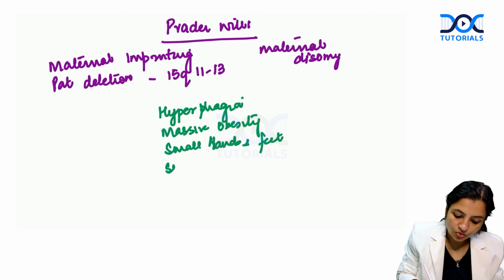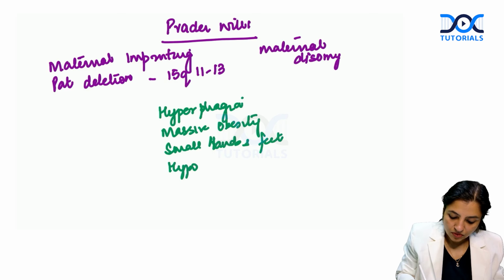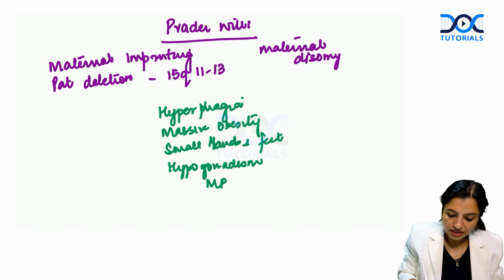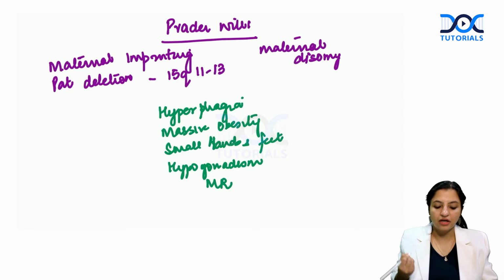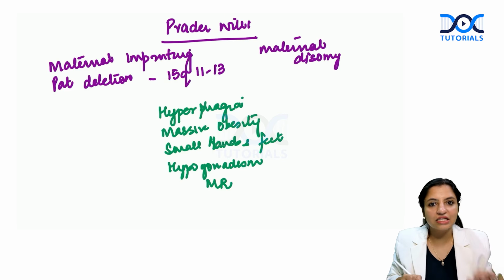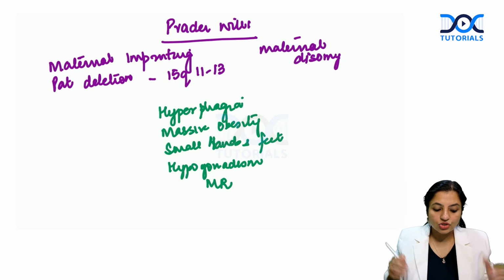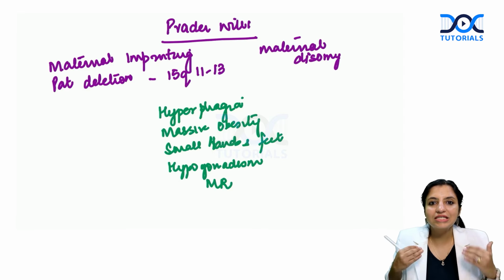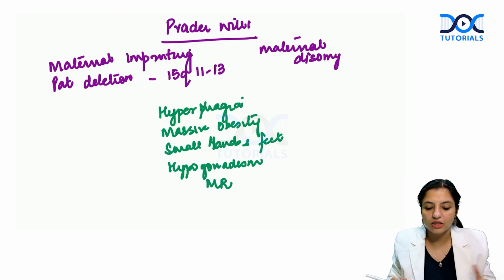They have small gonads, hypogonadism, and obviously they are mentally retarded. So they have mental retardation. So when you see this, that is Prader-Willi syndrome. So remember, Prader-Willi is always deletion of paternal alleles. Okay, so that is very important.